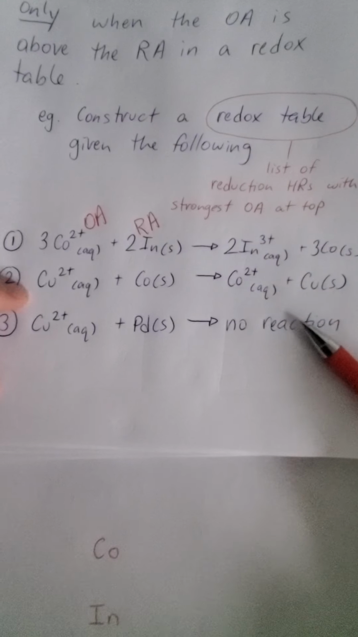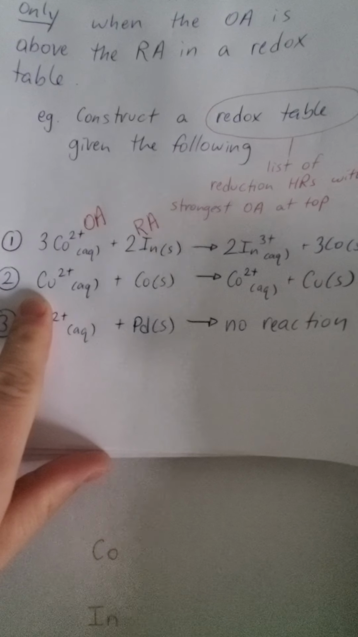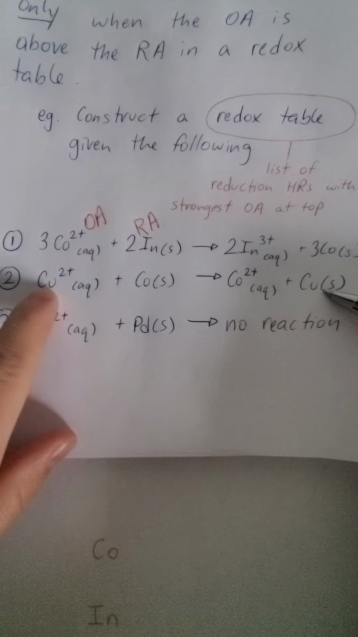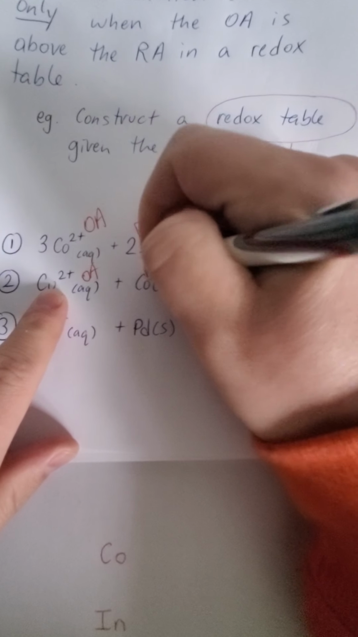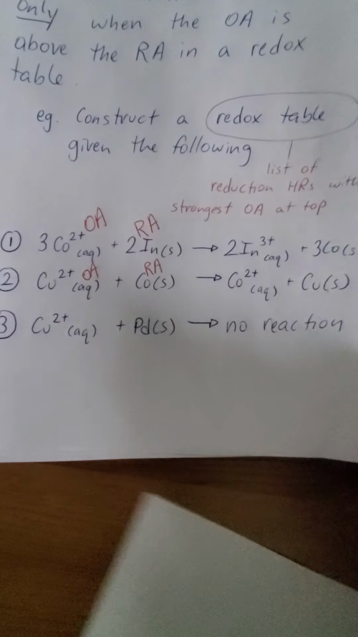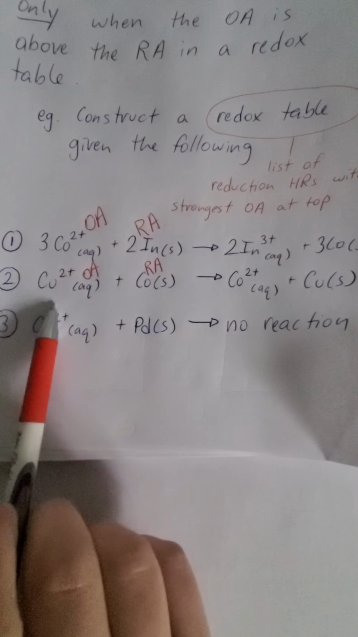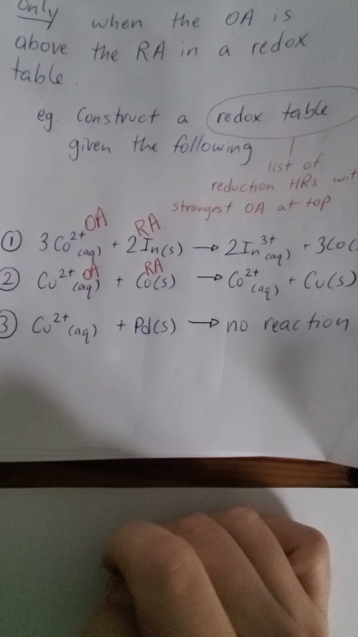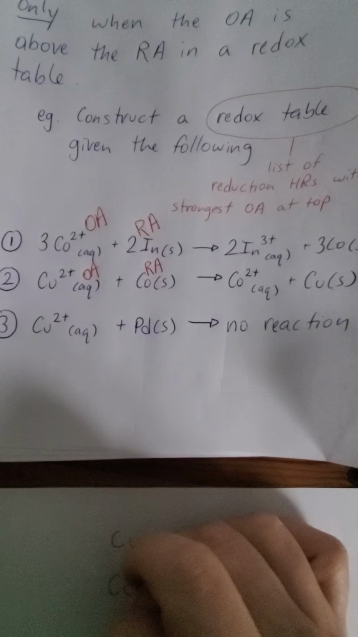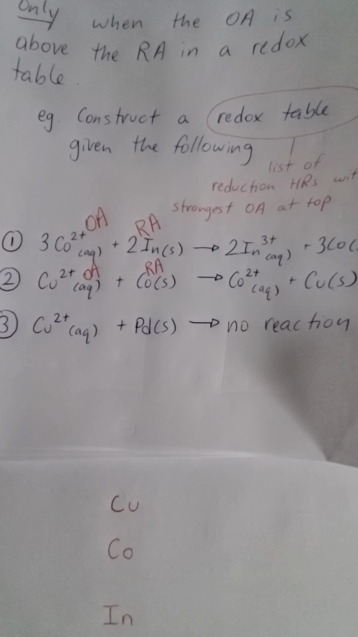All right, next up. Copper reacted with cobalt. Copper was reduced here, right? Its charge went down, which is reduction. It went from +2 to neutral. So the copper ions are the OA, cobalt's the RA. So this is my redox table I'm building. Now I know that copper has to be above cobalt, so I'll put it right here, again with some space in case I have to put something between.